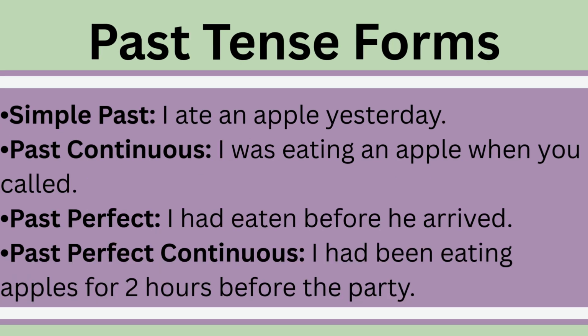Past tense forms. Simple past: I ate an apple yesterday. Past continuous: I was eating an apple when you called. Past perfect: I had eaten before he arrived. Past perfect continuous: I had been eating apples for 2 hours before the party.